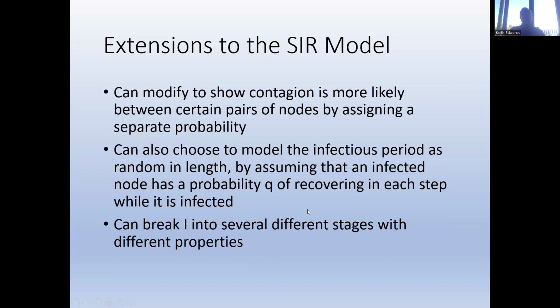We can also choose to model the infectious periods as random in length. Some people are infectious for longer periods. Some people are infectious for shorter periods. And so we can have a probability of recovering at each step while we're infected. And we can also break that infected stage into several different stages, beginning, middle, and end stages. And those can have different properties for infection, morbidity, etc.